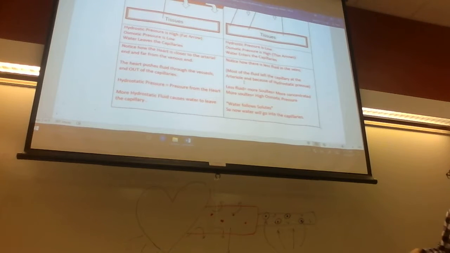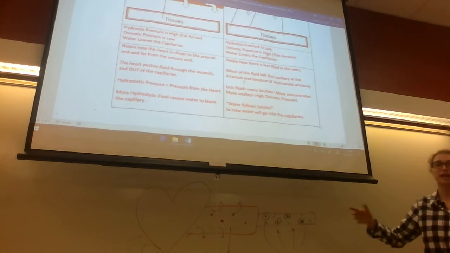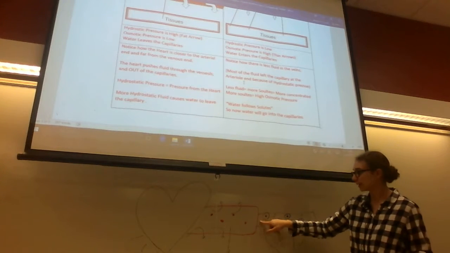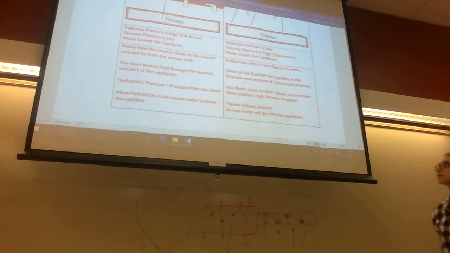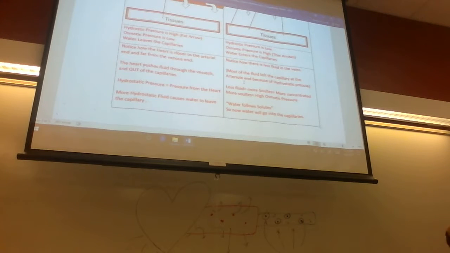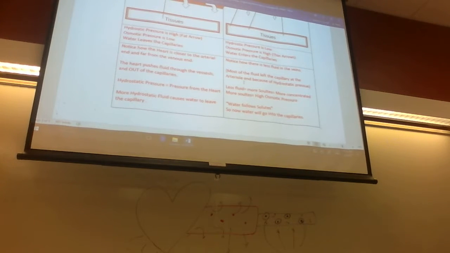So this causes water to enter the capillary. Notice how there's less fluid in the veins because this box for veins is smaller. Most of the fluid that would be in the vein already left at the arterial end because of the hydrostatic pressure from the heart. So if there's less fluid and more solutes, if it's more salty, more concentrated, that's high osmotic pressure. I'm kind of beating this into your brain, but that's what it is. Water follows solutes, so water will go into the capillaries.